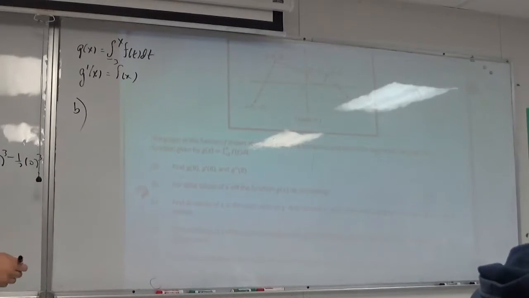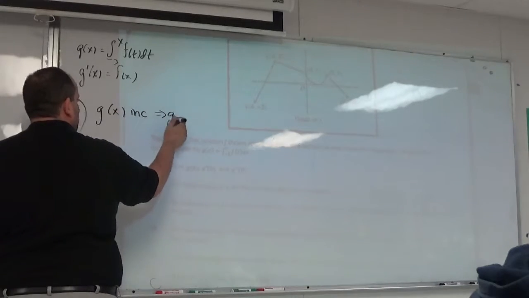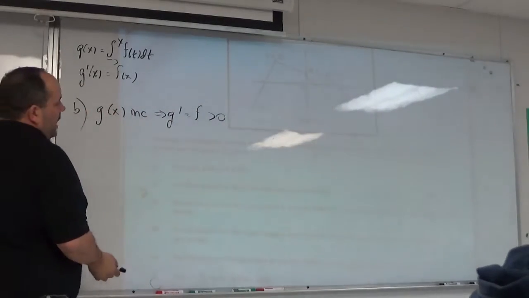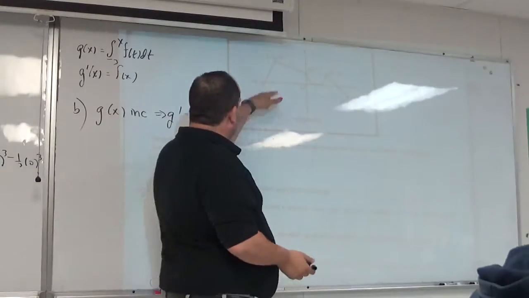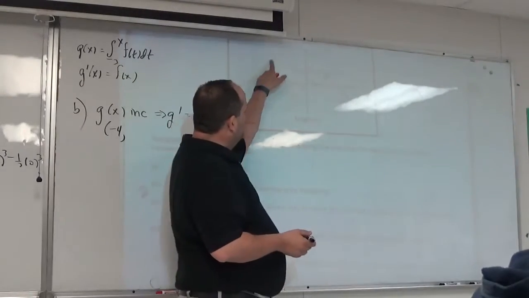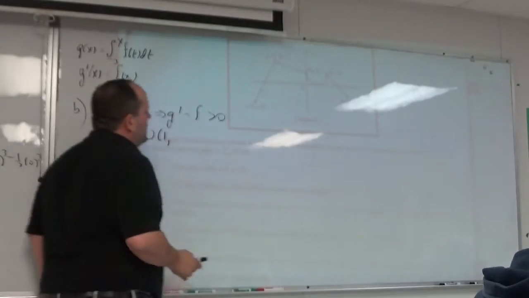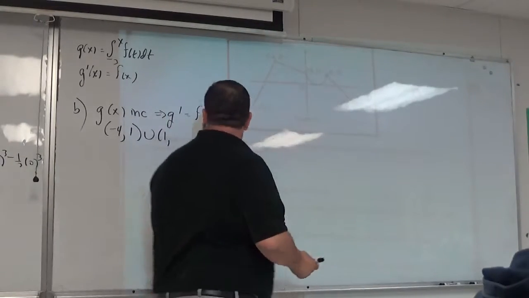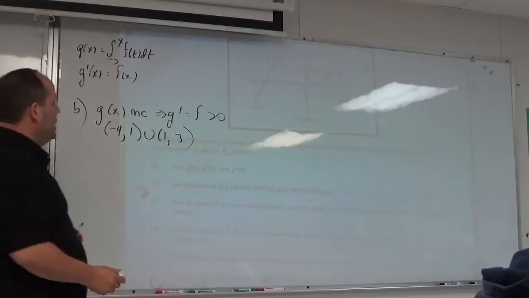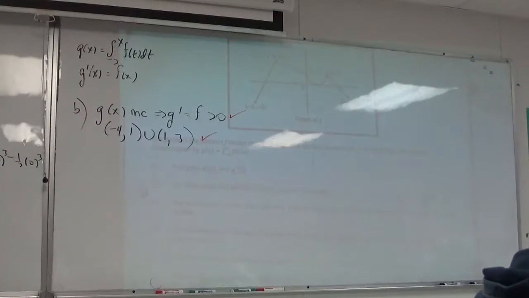Alright, for anybody who's interested, g increasing means that g prime, which we know to be f, is positive. So we're going to be positive from -4 all the way to 1, and then from 1 to 3. Okay? 1 point for the statement, 1 point for the integral, for a total of 2 points.